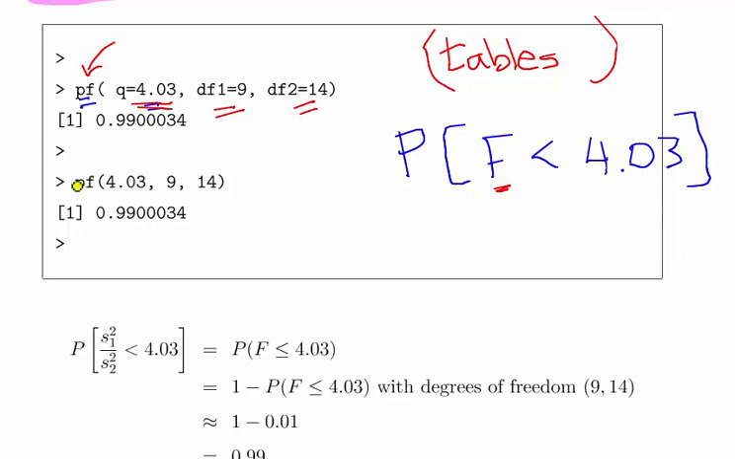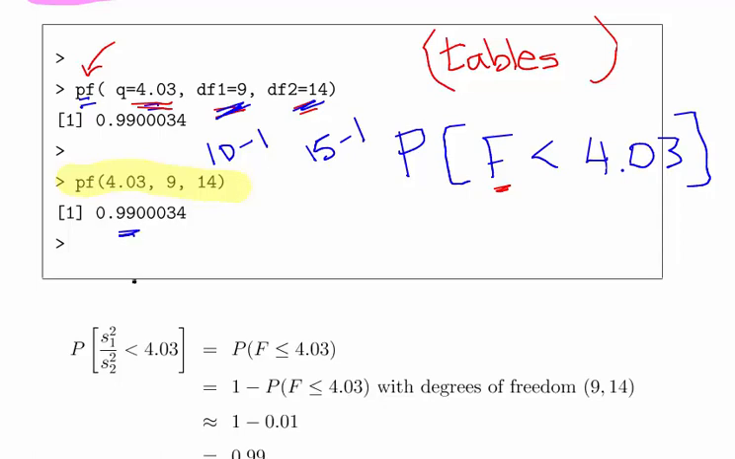Now, if you get a little better at R, you'll find that you don't have to put in q equals and df1 equals and df2 equals. But the important thing here is what the degrees of freedom are, and again, it's 10 minus 1 and 15 minus 1. They do have to go in that order. You can't swap them around. You can't go 14 and 9 and expect the same answer. It's wrong if you go 14 and 9.